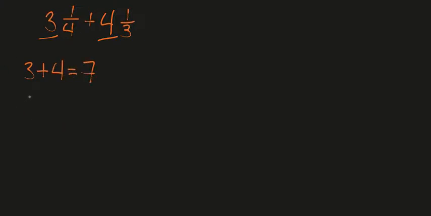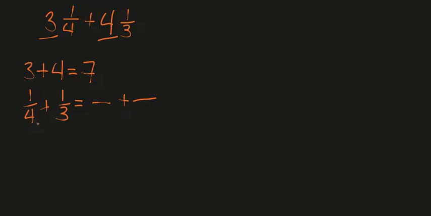For the next question, we have 3 and 1 over 4 plus 4 and 1 over 3. So first we can add the two whole numbers together. 3 plus 4 we know is 7. And to add the fractions together, we have 1 over 4 plus 1 over 3. But in this scenario, the denominators do not have the same number. The fractions don't have the same denominator. So we need to think about the least common denominator so we can add these two fractions together.